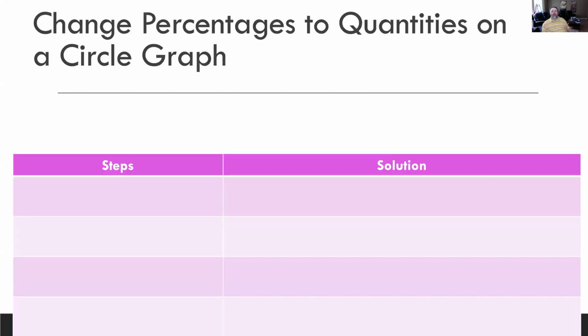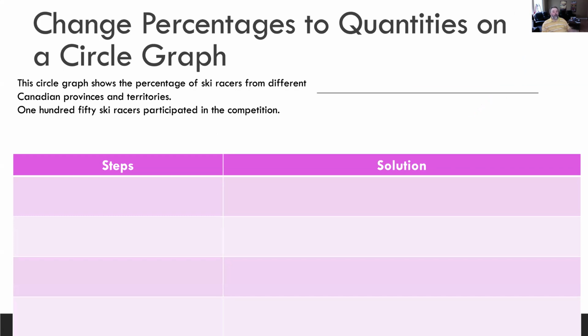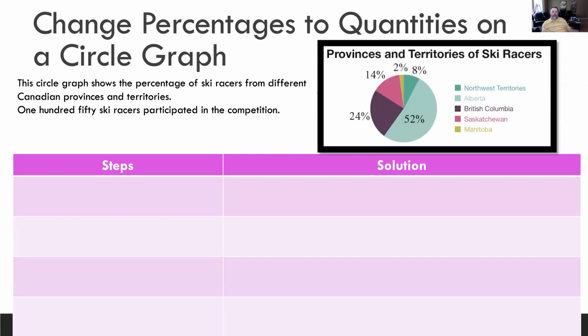All right, changing the percentages to quantities on a circle graph. So this brings us back to that original question about the circle graph showing the percentages of ski racers from different Canadian provinces, and it says 150 ski racers participated in the competition. Knowing how many participated in the competition is vitally important to being able to figure out how many were from each province. So how many ski racers are from Alberta?